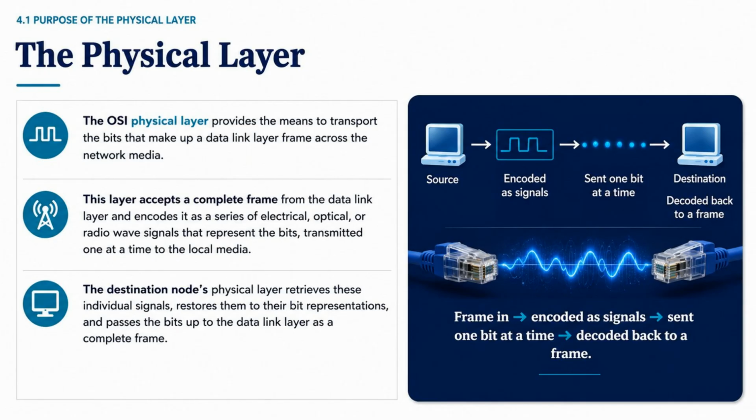The physical layer's whole job: take a complete frame from the data link layer, encode it into electrical, optical, or radio signals, and send those signals 1 bit at a time across the media. The receiving device's physical layer reverses this, decoding signals back into bits, then handing a complete frame back up to its own data link layer.